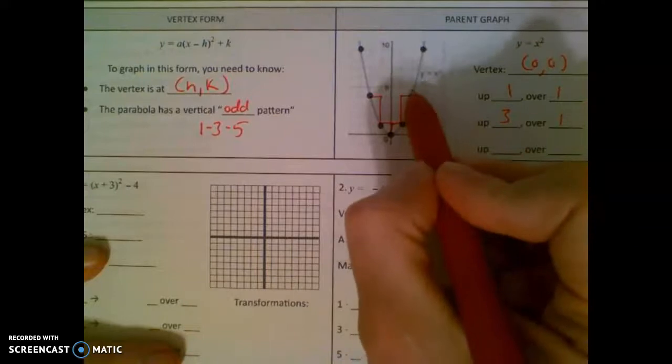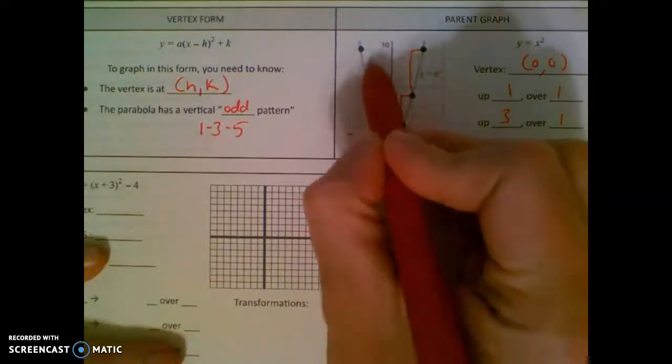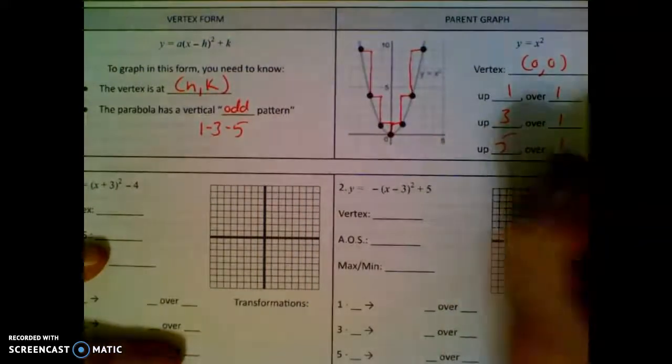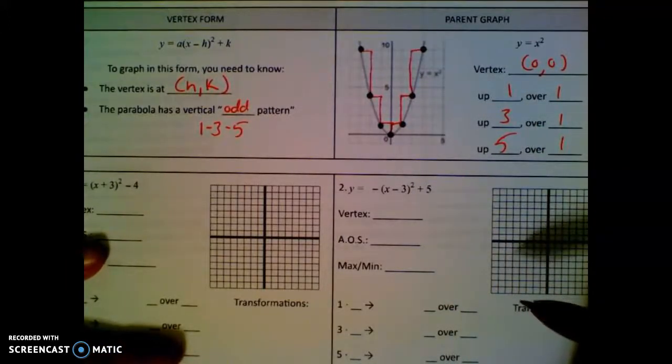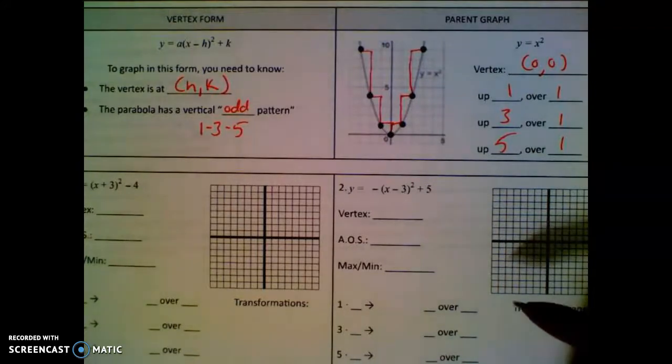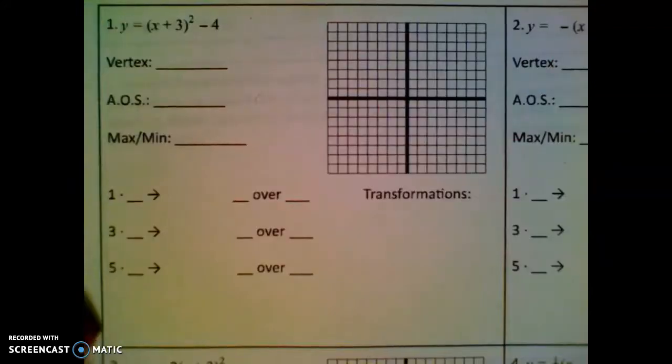And then you're going to go up 1, 2, 3, 4, 5 over 1, and then up 5 over 1. So hence the 1, 3, 5 pattern. Obviously 7, 9, 11, it would keep going. So an odd pattern, but I like to call it the 1, 3, 5 pattern. All right, so let's just go ahead and do it several times.